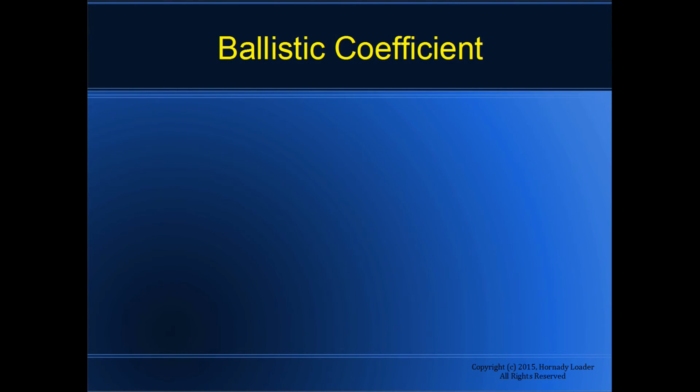Now, as you've seen, the sectional density of a bullet is all about the weight and frontal area or diameter of the bullet. It doesn't take into consideration the shape of the bullet. Well, the ballistic coefficient is all about shape.